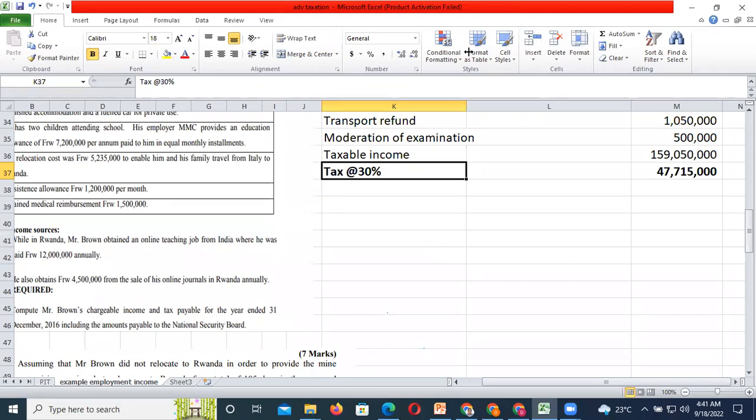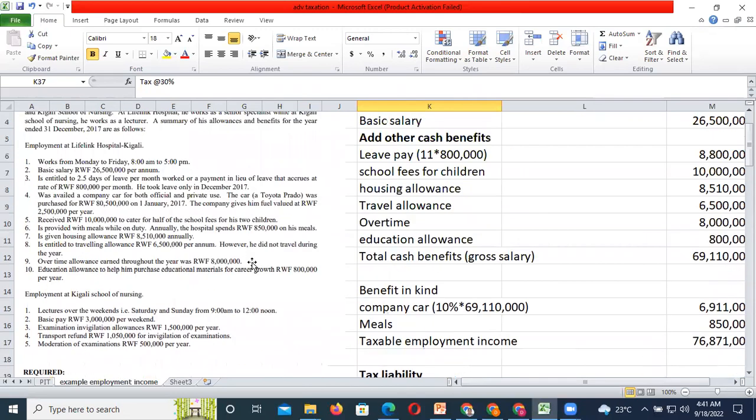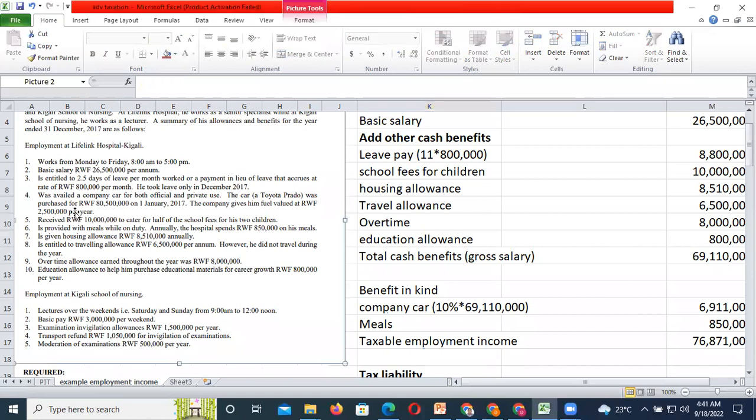Now, if you look at part B of the question, it says, explain to Ganza why some allowances and benefits were not included. For example, the benefit which was not included is the value of the car, and the fuel card. I think that is the only benefit which was not included in our computation. Anything else we need to include? Invigilation is official duty.